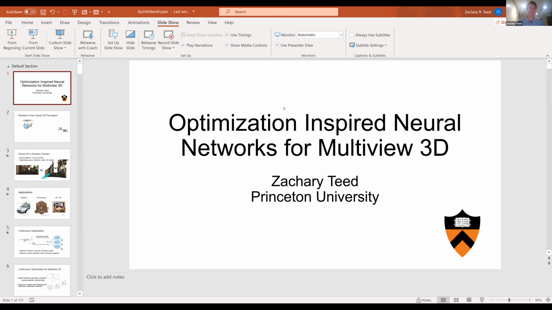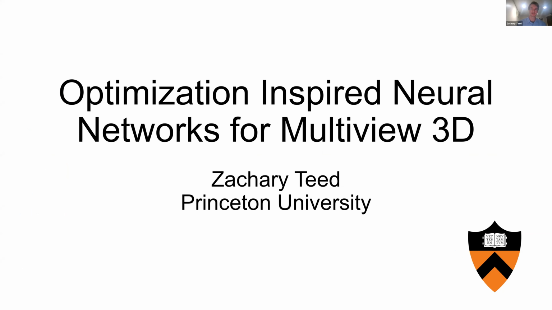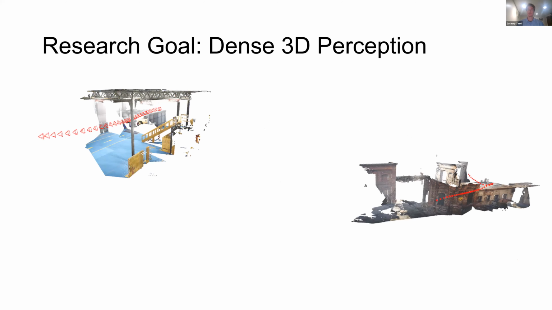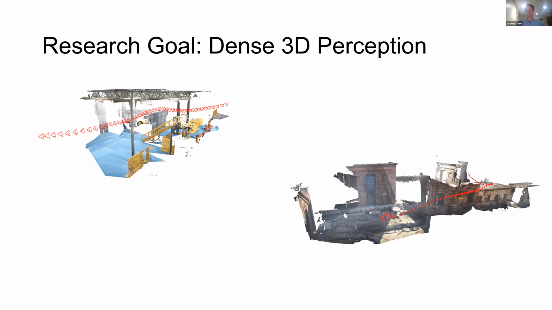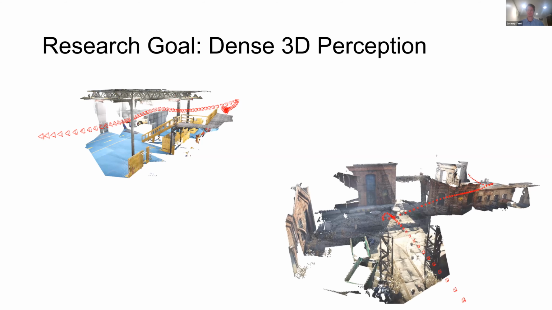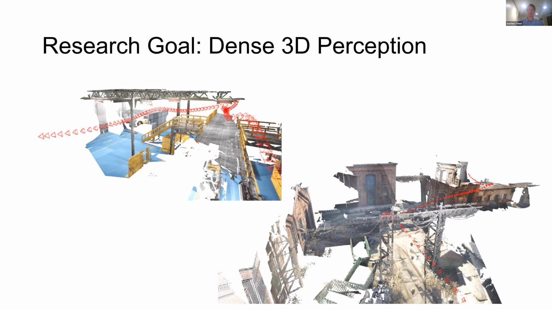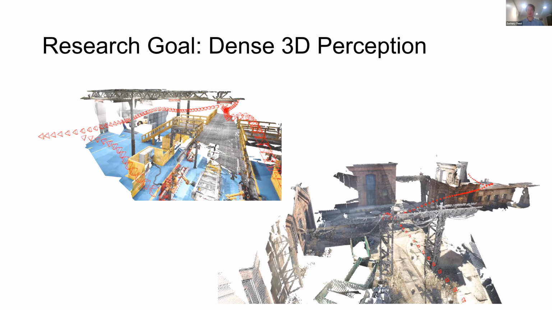Thanks so much for the introduction, and thanks for the invitation to speak at the seminar. I'd like to talk about our work on optimization-inspired neural networks for multiview 3D. I want to start by showing the types of systems that I'm trying to build. What I'm really working towards is dense 3D perception. We have a camera moving through an environment, and what we really want is a dense reconstruction of the environment.